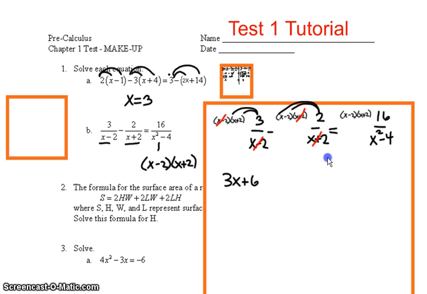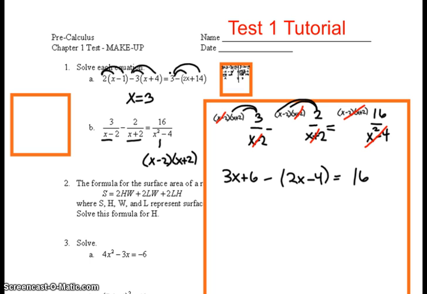So that gives me 2x minus 4. And then the whole thing cancels on the bottom and the top, and that leaves me with just 16 on the right. Okay, so I'm just going to go ahead and distribute the negative here. It's going to give me 3x plus 6 minus 2x plus 4 equal to 16.